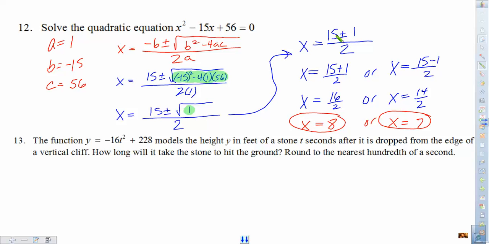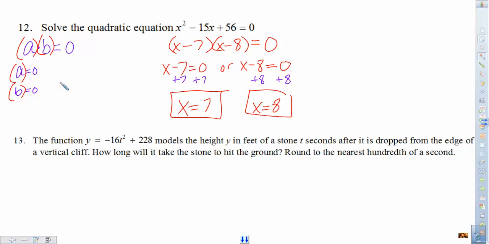Continuing on over here, it gives us 15 plus the square root of 1, which is just 1. And then we can take 15 plus 1 divided by 2, and 15 minus 1 divided by 2. Notice here we get the same answer, 8 and 7, that we would have had before. You see?